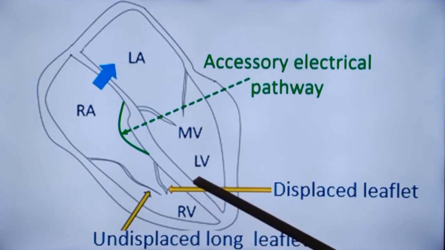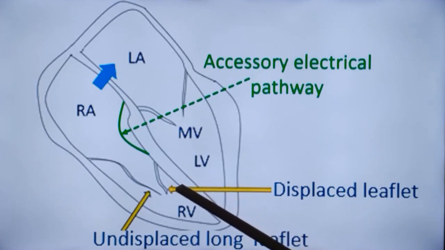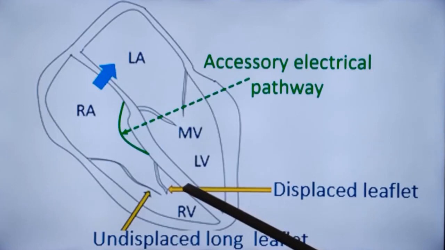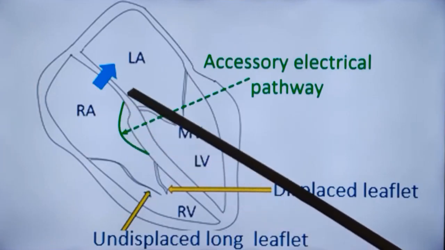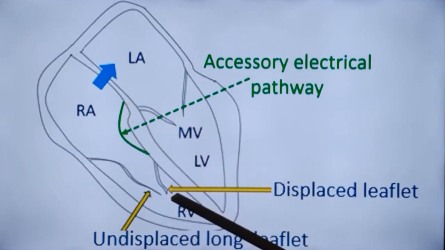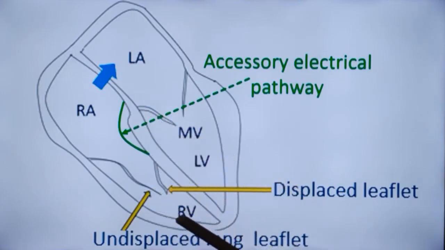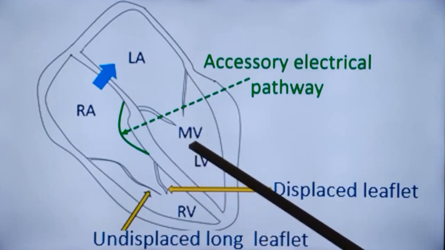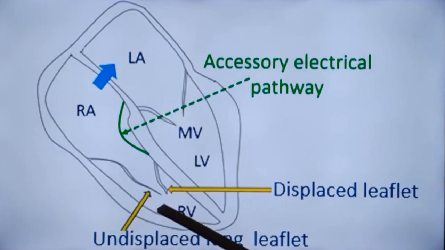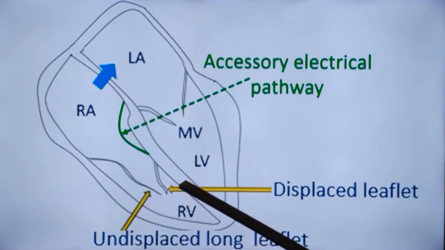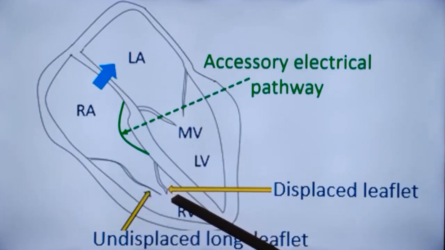So, in fact, if an ECG of a person with Ebstein's anomaly does not show incomplete right bundle branch block pattern, then an accessory pathway is suspected. Electrophysiological study will show that, and this pathway can be ablated. This is one important cause of supraventricular tachycardia in Ebstein's anomaly. A huge right atrium can also predispose to supraventricular arrhythmias in Ebstein's anomaly.